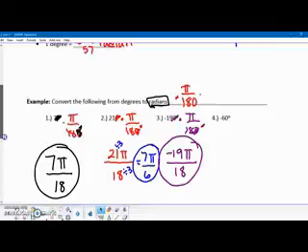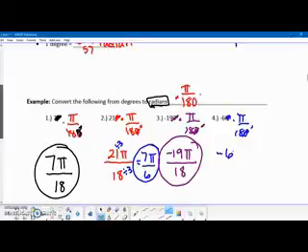Last one, negative 60 degrees. Let's multiply that by pi over 180 degrees. My zeros will cancel, my degree symbol will cancel, and I have left over a negative 6 times pi on the top and an 18 on the bottom. I think that one reduces, so we can divide both of those by 6.